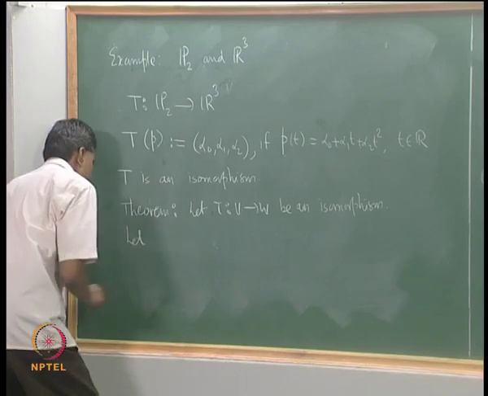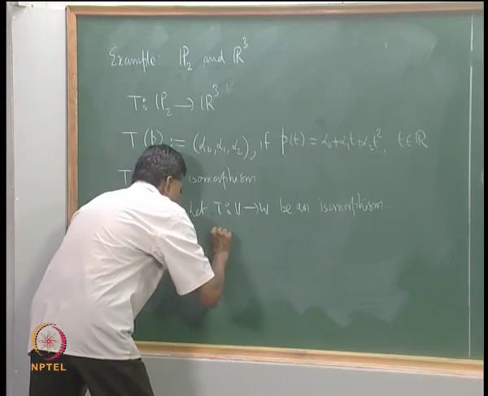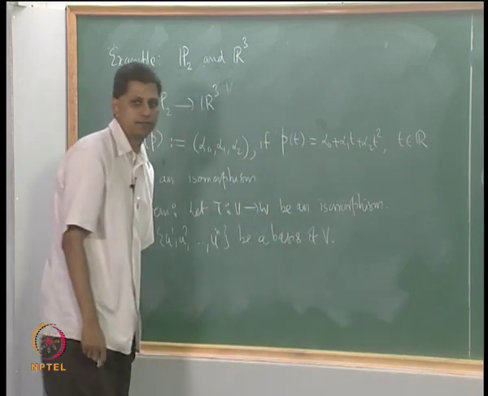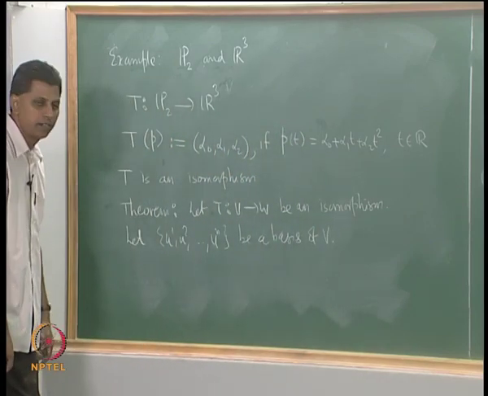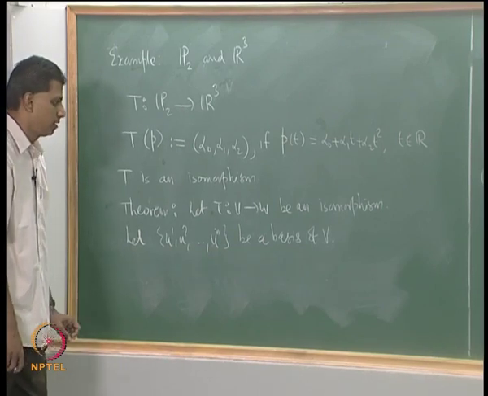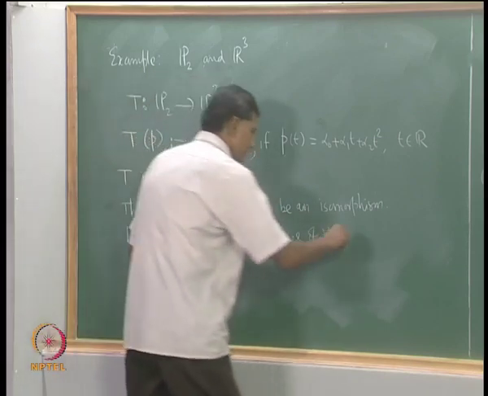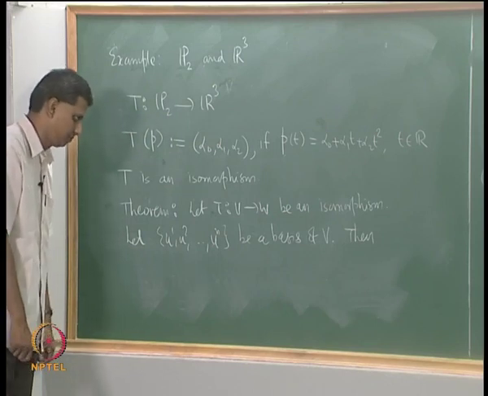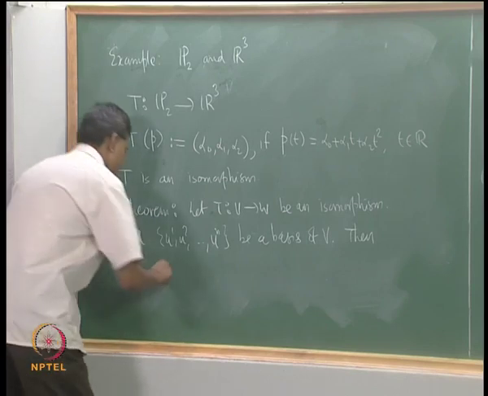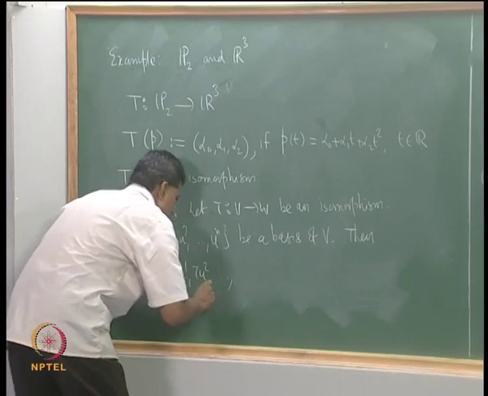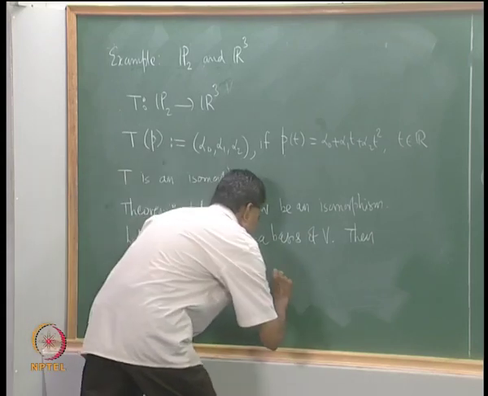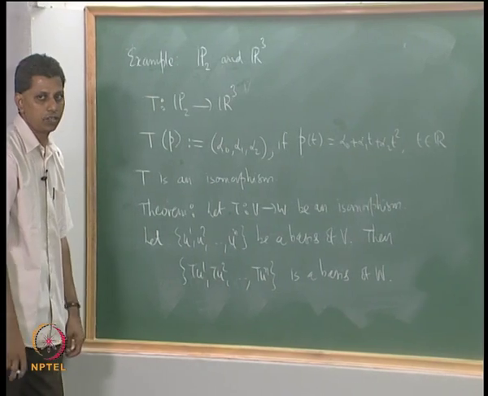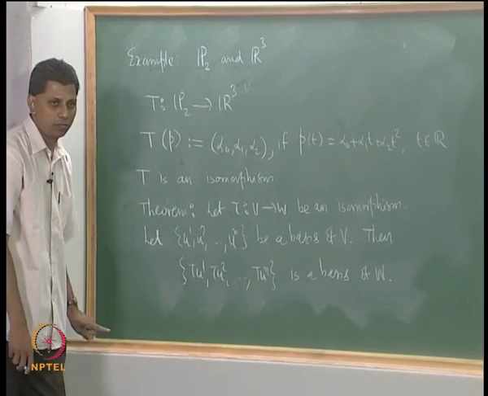That is, let U1, U2, etc., UN be a basis of V. So I am assuming that V is finite dimensional. I have exhibited a basis. Given that T is an isomorphism, what can be shown is that, so what is your guess? From this, can I get a basis for W? Look at TU1, TU2, etc., TUN. This is a basis of the vector space W. As a consequence, dimension of V is equal to dimension of W.